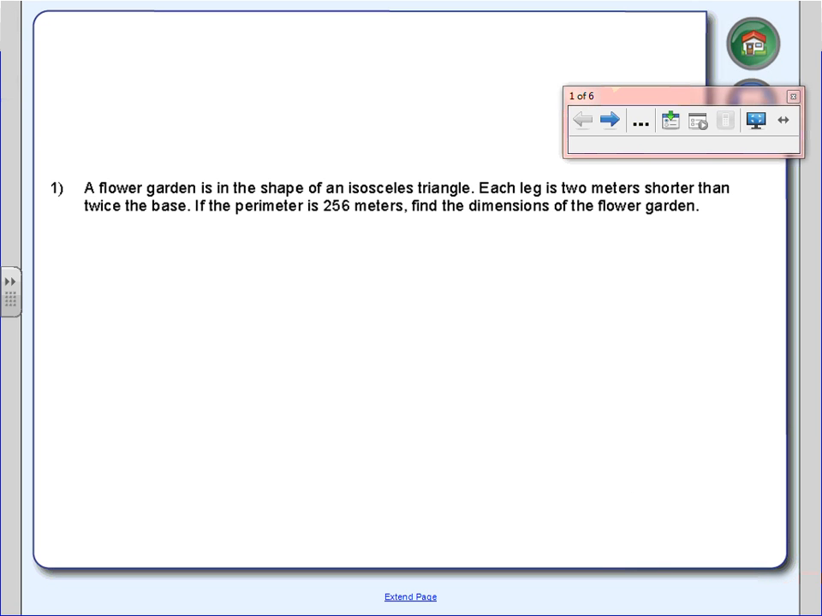1. A flower garden is in the shape of an isosceles triangle. Each leg is 2 meters shorter than twice the base. If the perimeter is 256 meters, find the dimensions of the flower garden.